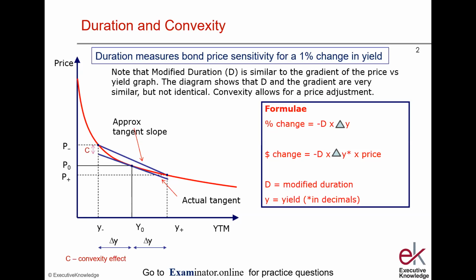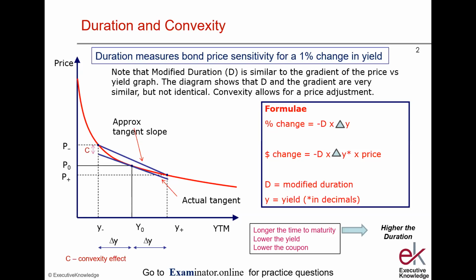Now, there are three inputs to duration: maturity, yield, and coupon, 3 variables. The longer the time to maturity, the lower the yield of the bond, and the lower the coupon, they lead to higher duration. Be aware of those relationships. That has been examined. Or they can give you a question. They will give you 4 bonds and ask you which has the highest or lowest duration.